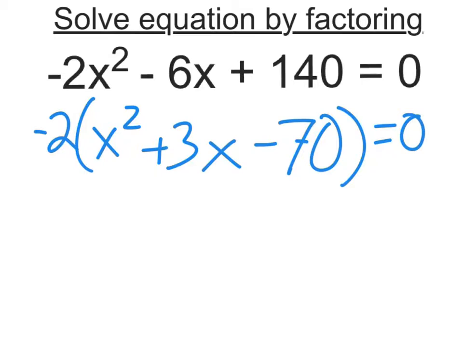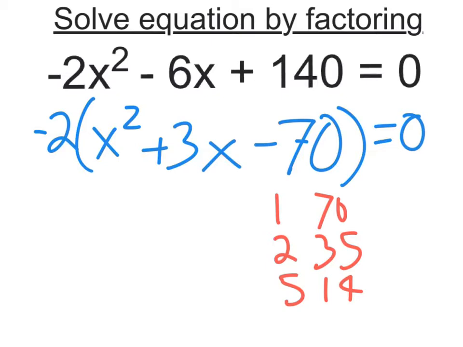Now, like in the similar scenario, we're looking at this trinomial on the interior of these parentheses, and we're going to need to figure out which two numbers multiply to give us negative 70, but also add to give us positive 3. So what are some of those options? Well, because this is a negative, I know that it's going to be a combination of a negative and a positive number. So it could be 1 and 70, 2 and 35, 3 and anything, no, but 5 and 14, or negative 5, positive 14, or positive 5, negative 14, and also 7 and 10.